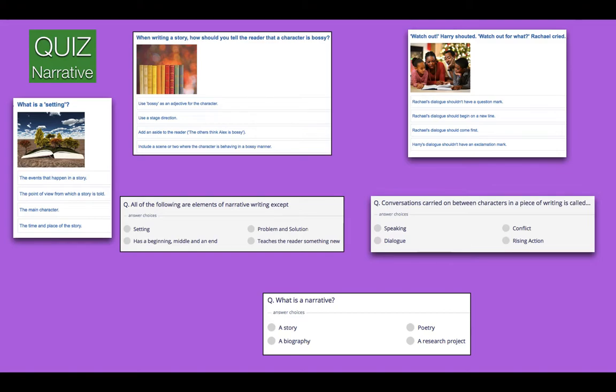Number three, you need to select number two. Rachel's dialogue should begin on a new line. Remember, new line or new speaker, new line. All of the following are elements of narrative writing except number four, teaches the reader something new. Conversations carried on between characters in a piece of writing is called number three, dialogue. And the last one, what is a narrative? It's number one, a story.